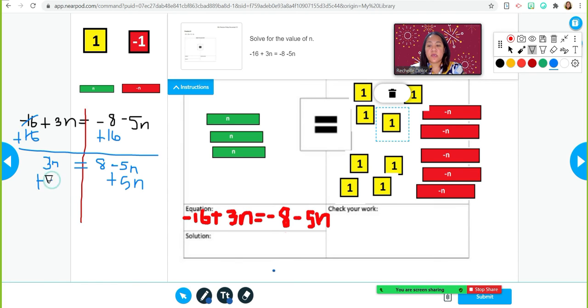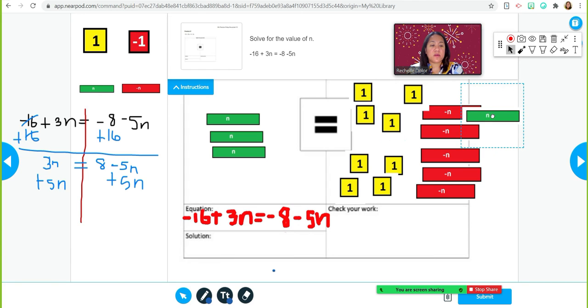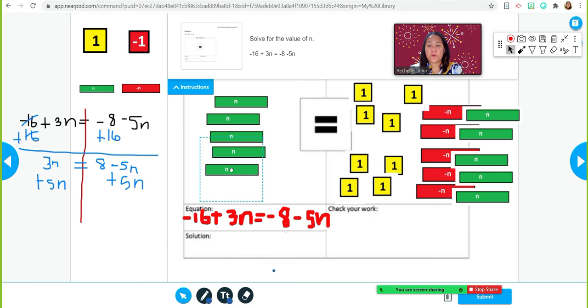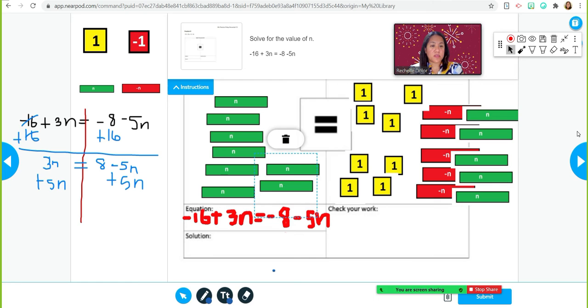Okay, so I need to add 5 here: 1, 2, 3, 4, and 5. And also on the other side, I need to add 1, 2, 3, 4, and 5. Alright, so now, based on this, we can make zero pairs.